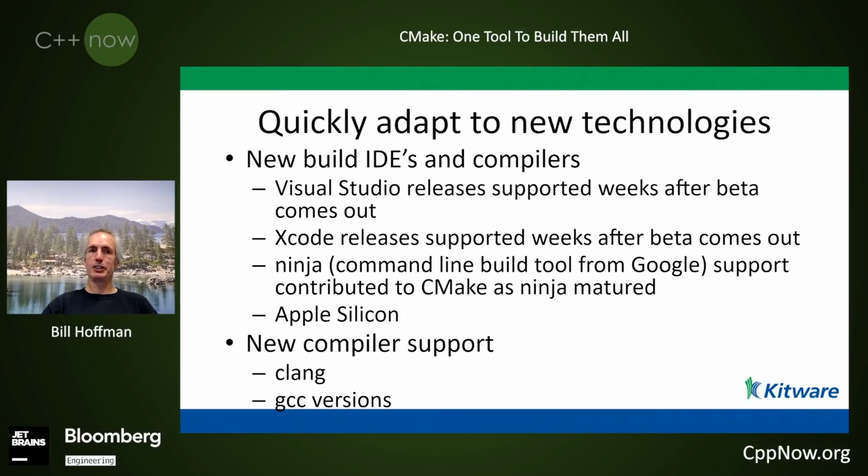CMake quickly adapts to new technologies as new IDEs come out, Visual Studio releases, Xcode releases. Ninja, I think, was a huge success story for the way CMake can adapt. So this was a command line tool that Google created to build Chrome faster. And I think within a couple weeks, maybe at least a month after it was released as open source by Google, people had ported CMake to it and built a backend for it. And we had it working on all the platforms.